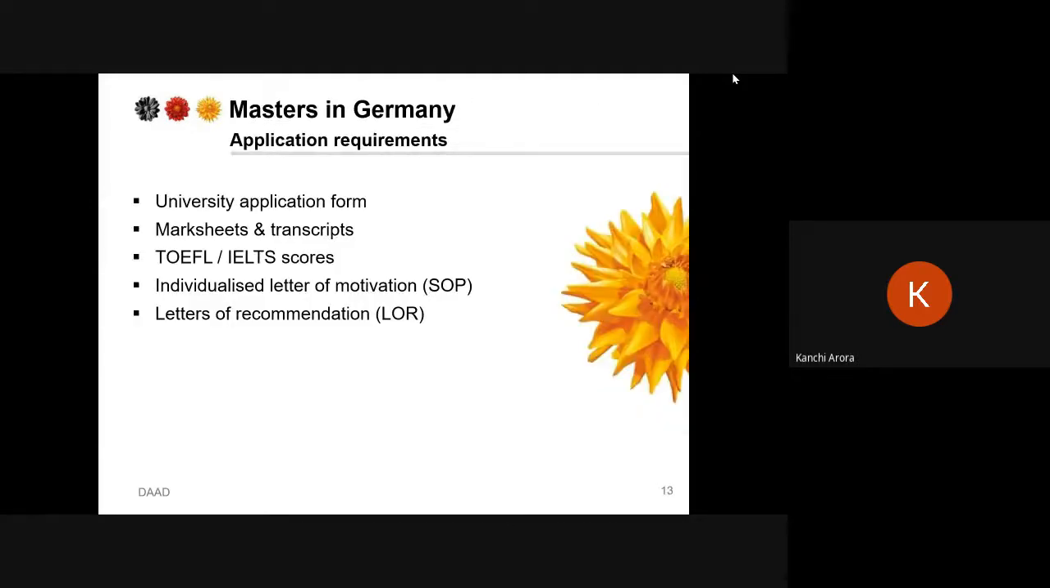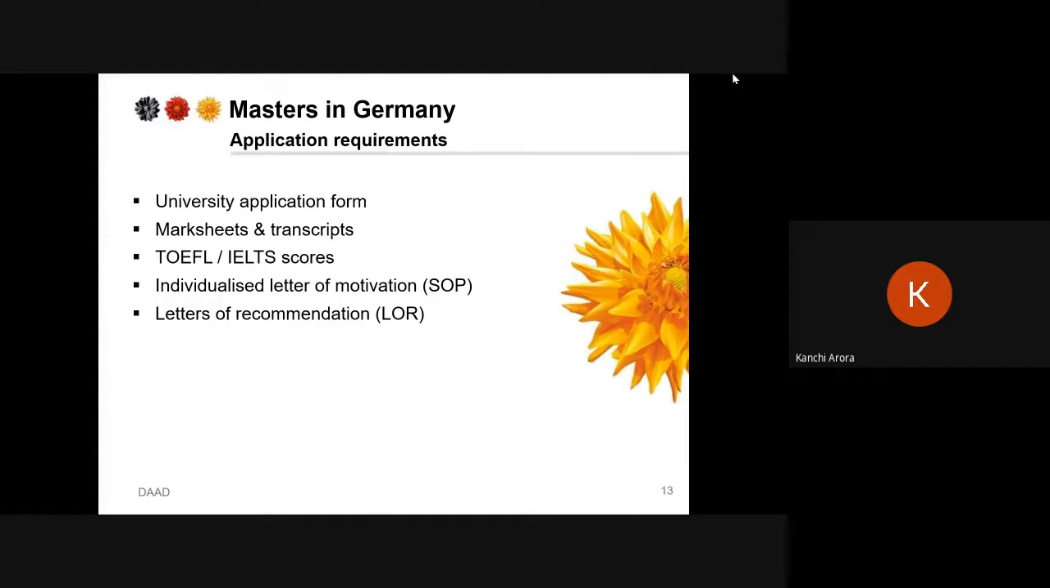So what you require for masters in Germany is your transcripts and the university application form. If you are interested in applying to a course which is English taught, then you would need your IELTS or TOEFL score. The university will mention what kind of scores you need, what band you need. You would definitely need a letter of motivation stating why you want to do this course at this university, exactly a statement of purpose, as we call it. And then you might or might not need letters of recommendation from your professors. This is, again, very individual to different universities, since the universities in Germany are autonomous.